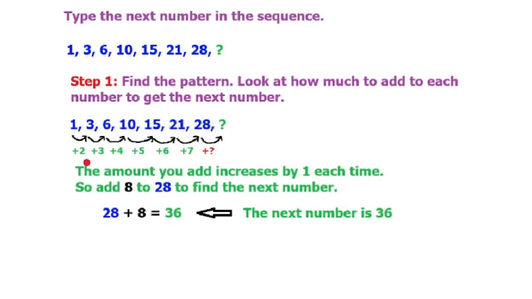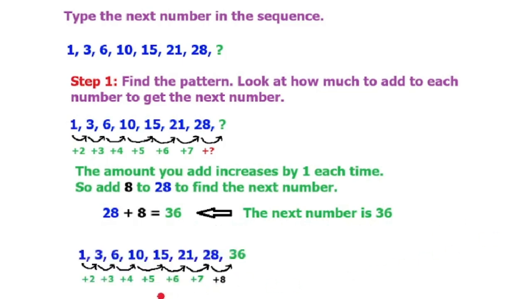So you can definitely see a pattern here. Plus 2, plus 3, plus 4, plus 5, plus 6, plus 7, and then plus question mark. The amount you add increases by 1 each time. So that's the rule. So you add 8 to 28 to find the next number, right? So 28 plus 8 equals 36. So the next number is 36.